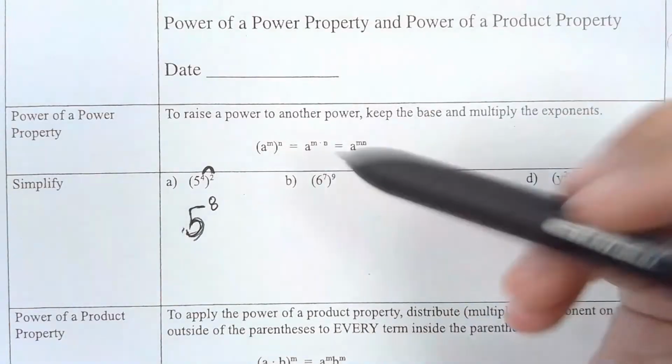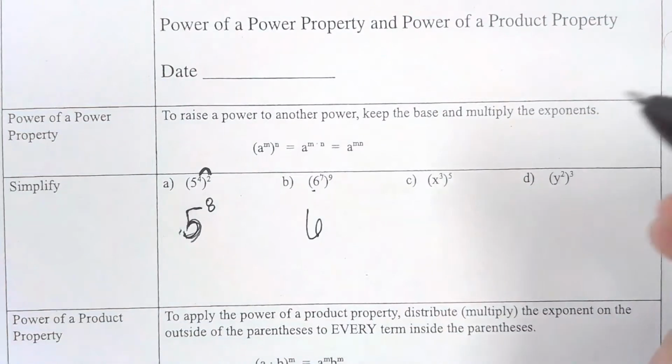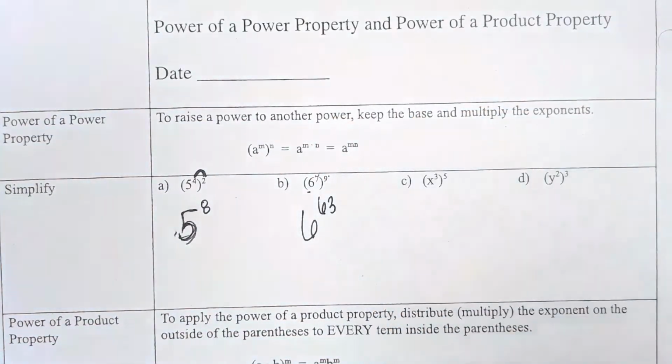All right, next one. 6 to the 7th power, all to the 9th power. Your base is 6, so you keep your base and just multiply your exponents. So 7 times 9 is 63.